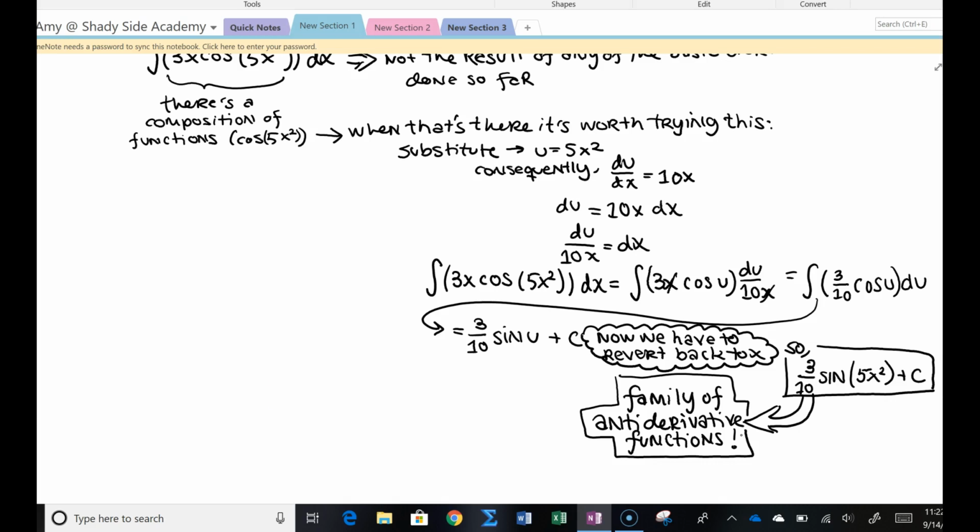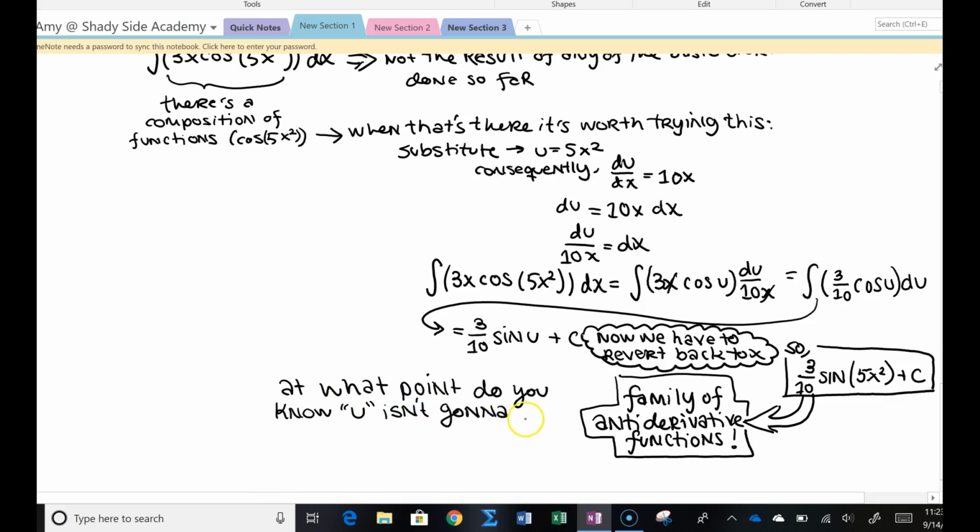Jason? The x's don't all cancel. How else would you know you went wrong, Nicole? What do you mean by wrong? Like if you accidentally picked 3x for u, it wouldn't work out. Let's do it. What if you chose u equaled 3x?